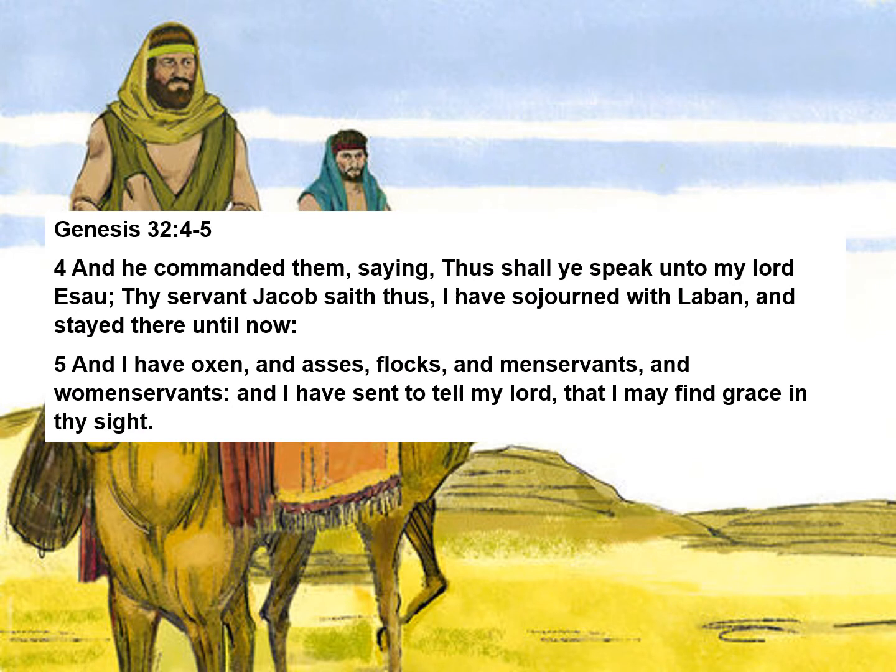Genesis 32:4-5. And he commanded them, saying, Thus shall ye speak unto my lord Esau. Thy servant Jacob said thus, I have sojourned with Laban, and stayed there until now. And I have oxen and asses, flocks, and manservants and womanservants. And I have sent to tell my lord that I may find grace in thy sight.